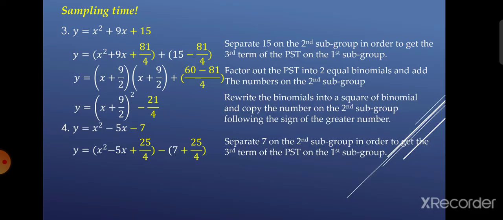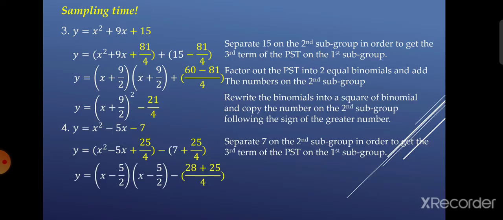Since example number 4 contains a third term which is negative 7, unlike number 3 with positive 15 where we used plus minus, in number 4 the third term is negative 7, so we use plus plus. So plus 25 over 4 plus 25 over 4. The operation in between the two subgroups is minus, and that should not change. Then open parenthesis 7, then we copy the same, adding the positive 25 over 4 to the first subgroup.